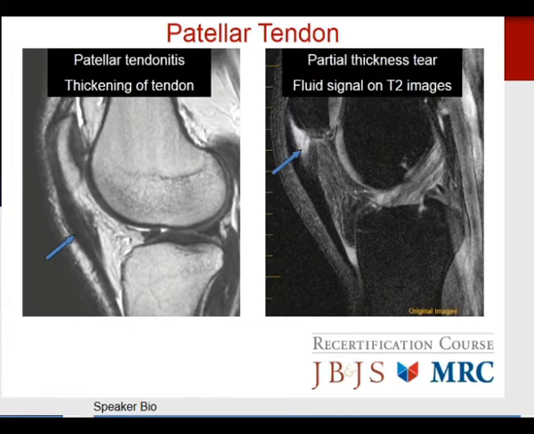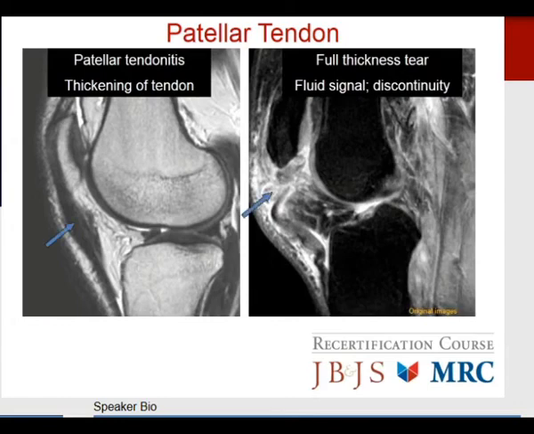They most commonly occur at the proximal attachment site. We might see surrounding soft tissue edema, superficial and deep. And then, of course, a full thickness tear, we see disruption, laxity, and discontinuity of the patellar tendon.